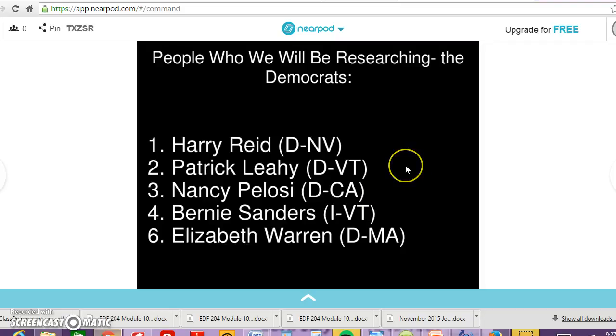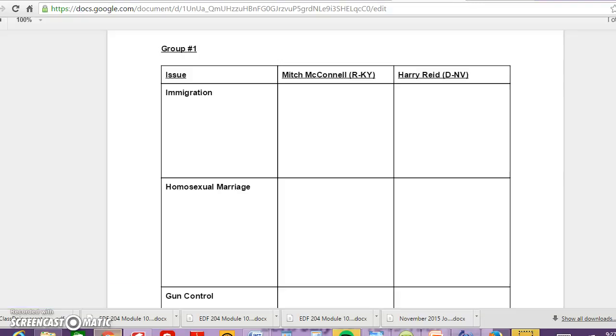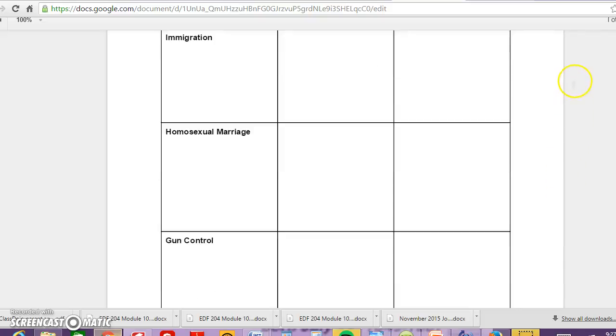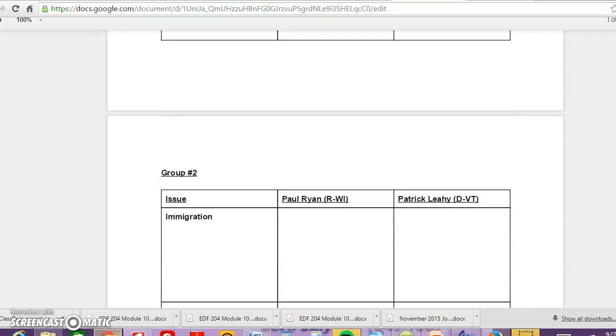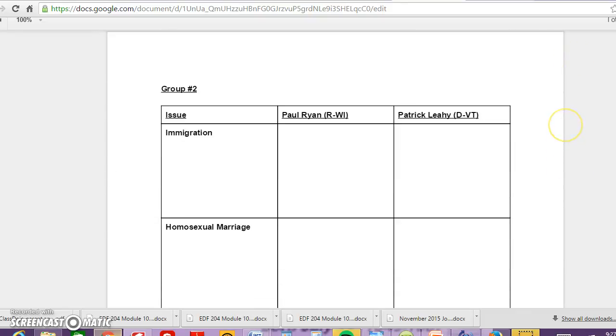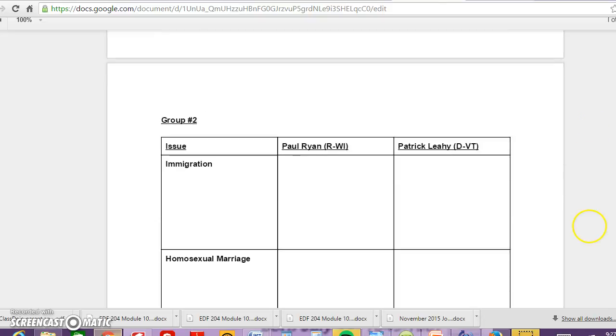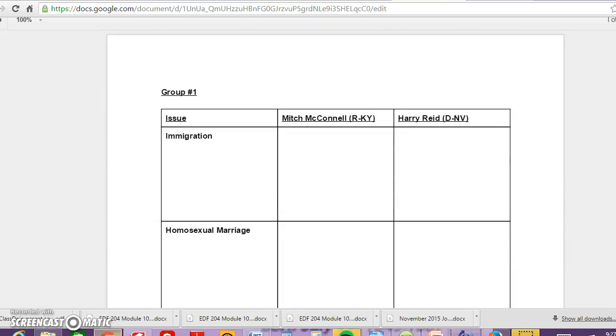So, you guys will be going onto the link that I sent you in your email, and it is a Google Doc. You've already been assigned your group, so on this Google Doc, fill in the people and their stances for your group. If you're in group 1, you'll be filling out Mitch McConnell and Harry Reid on immigration, homosexual marriage, gun control, and individual privacy. Sorry guys, I almost forgot that one. If you are group 2, you'll be doing Paul Ryan and Patrick Leahy on the same exact issues, and so on. There are 9 groups total, and all of that information is right there on your Google Doc.